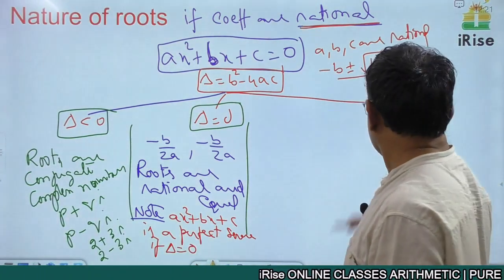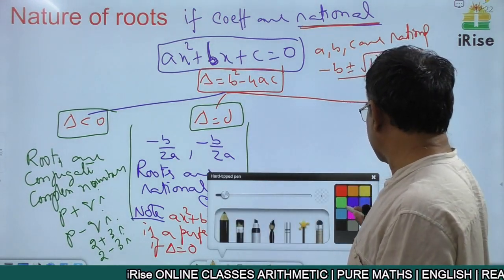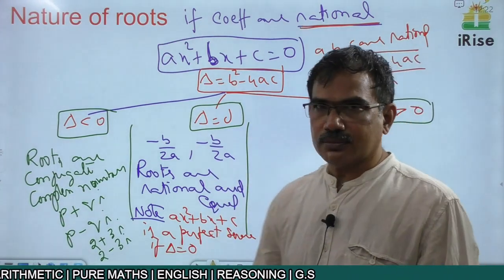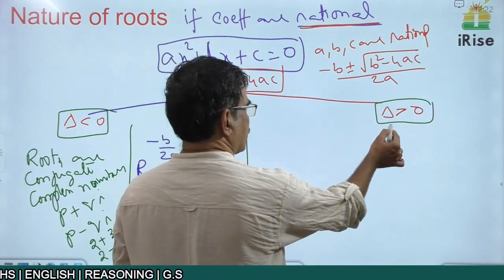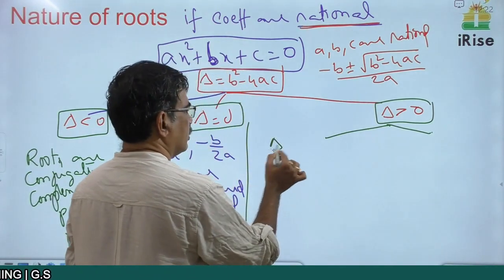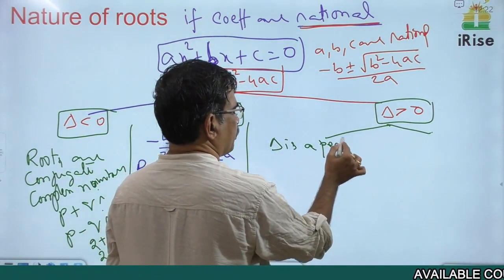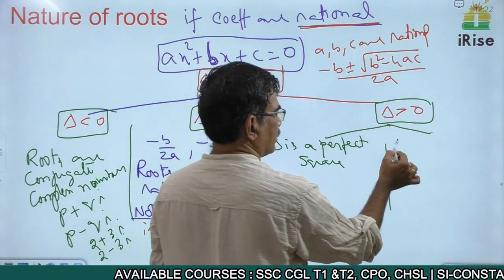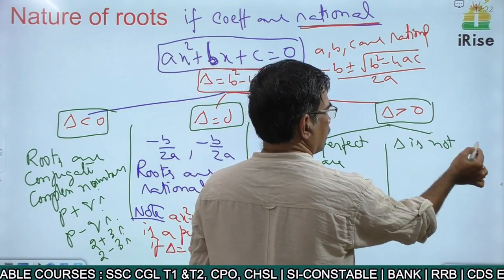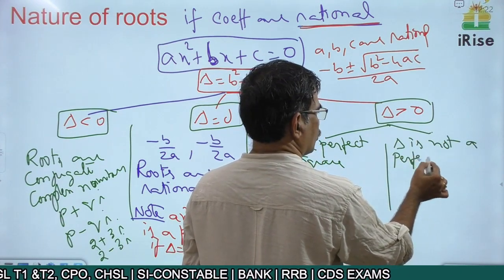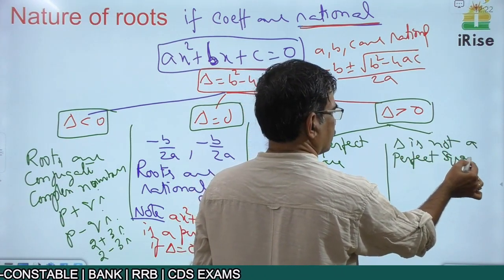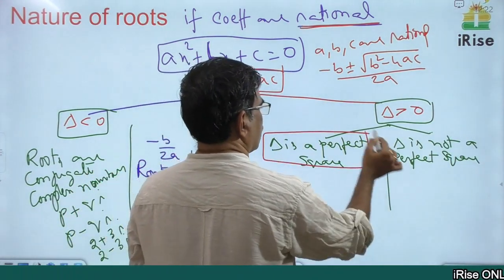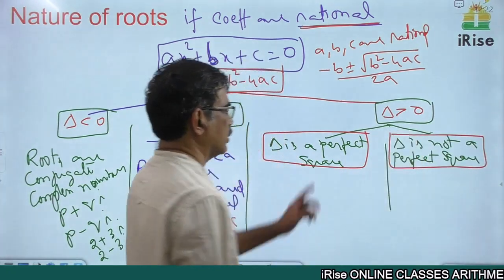Then, if delta greater than 0, what happens? Here again we have two cases. One, delta is a perfect square. Second, delta is not a perfect square. If delta is a perfect square and here delta is not a perfect square, two cases arise.